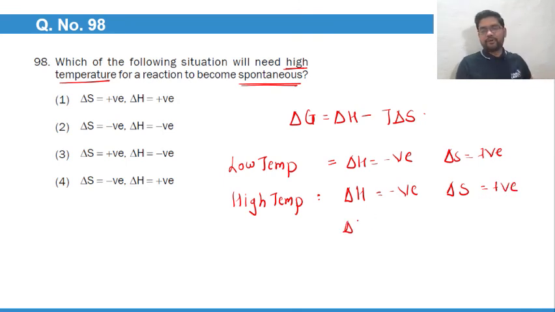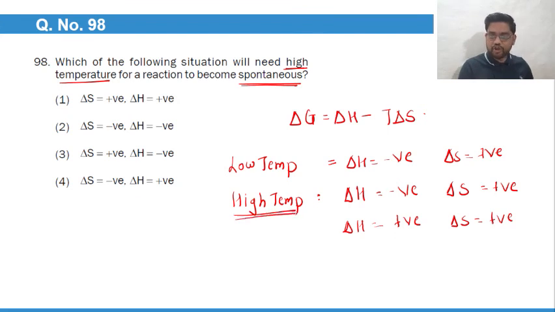And if delta H is positive, and delta S is also positive, then for high temperature also, even if I keep this equation, what will happen? Keep delta H positive over here. Delta S is also positive. Temperature is pretty much high. That means delta G will become negative. But if I do it the other way around, if I put delta H negative.